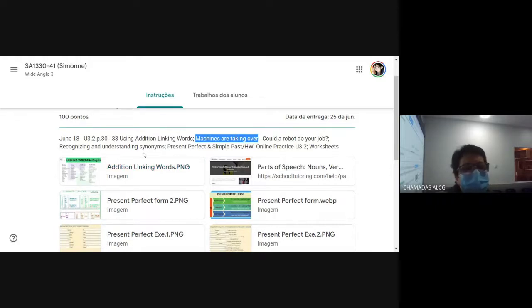Recognizing and understanding synonyms. That's something important when you're writing or reading a text. And finally, we closed with present perfect and simple past, right? We can use them depending on the situation.